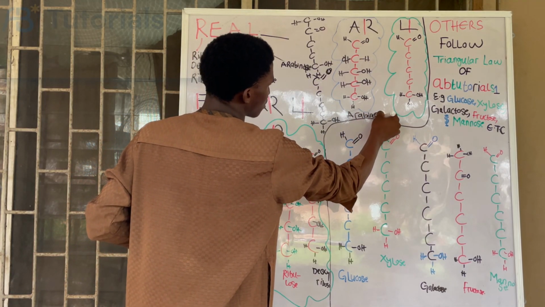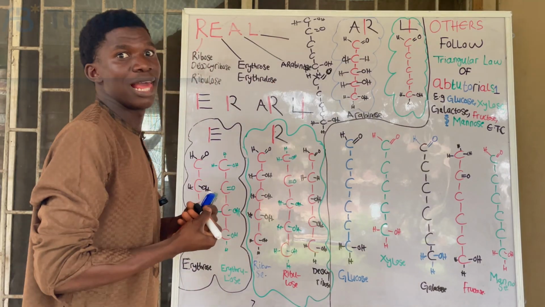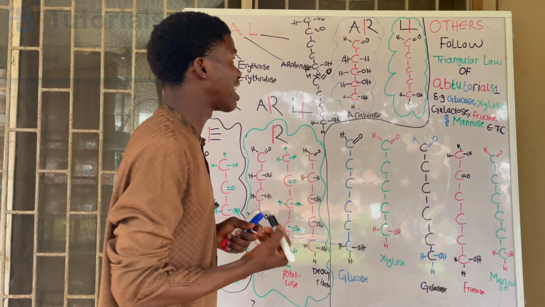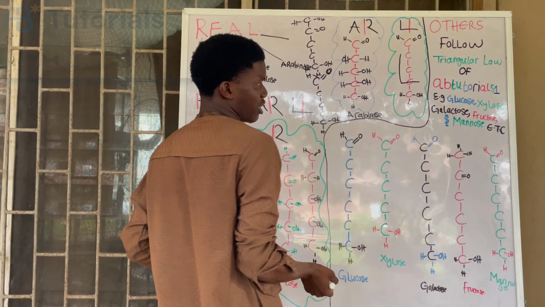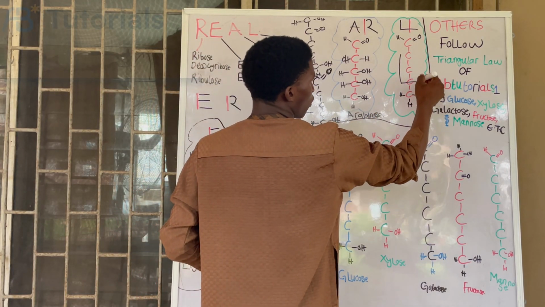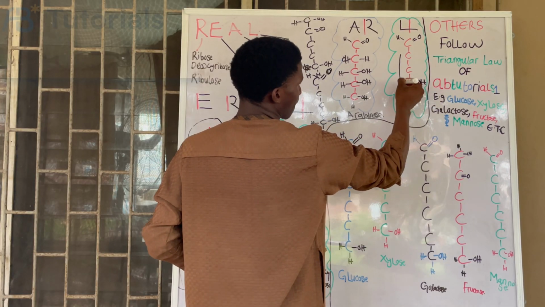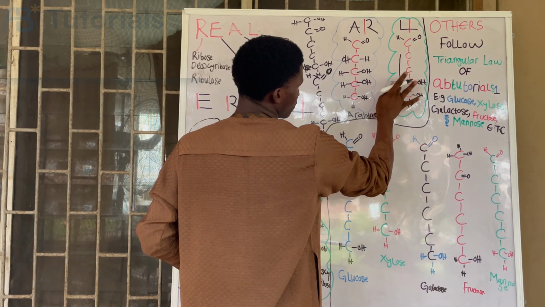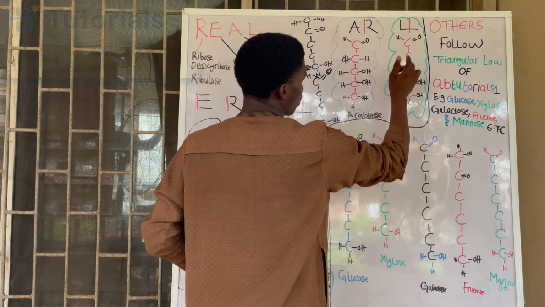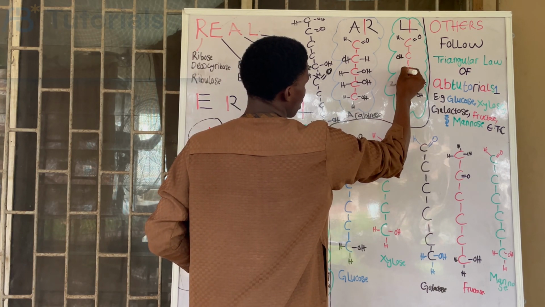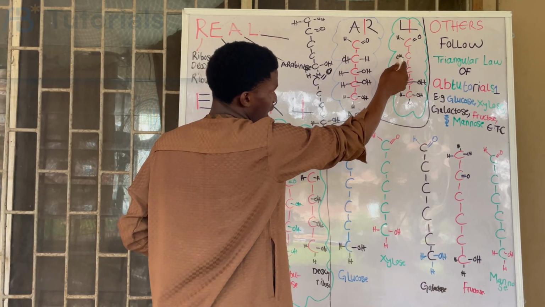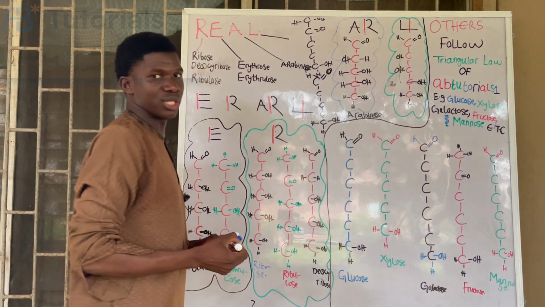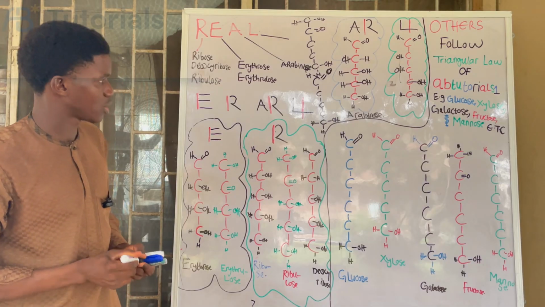Arabinose. What about the other one? Lyxose. You are just going to write the letter L. Can you see where I got my letter L? So we have OH here, OH here and OH here. You can see the way the OH forms the letter L. Can you see it? So that is the lyxose.